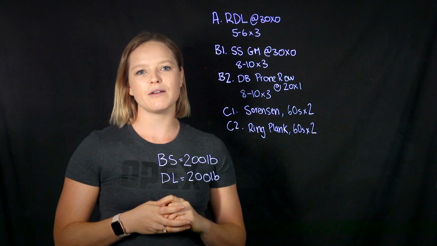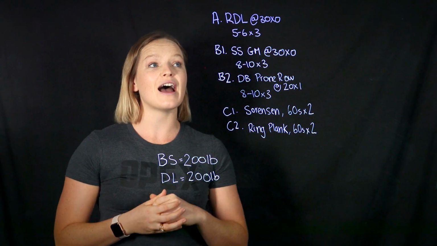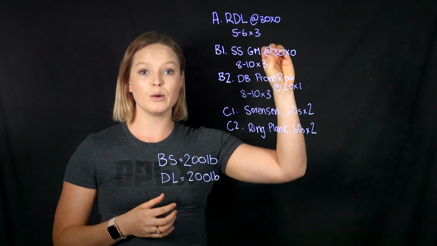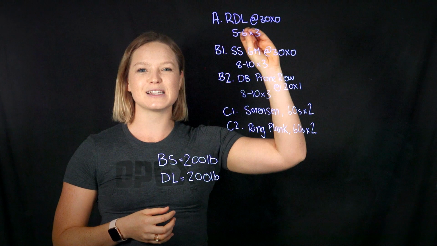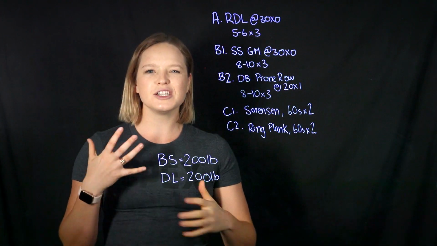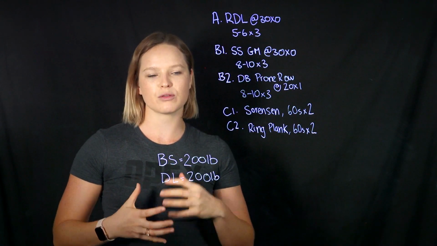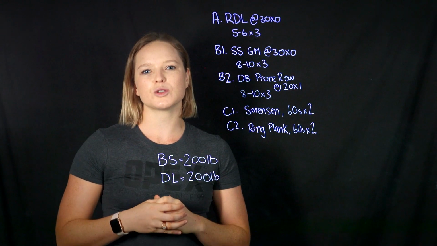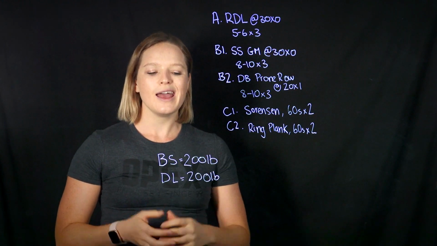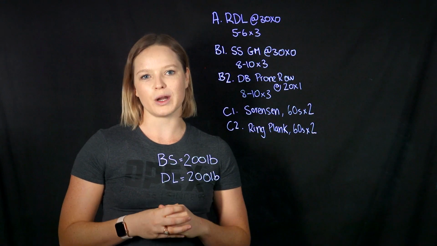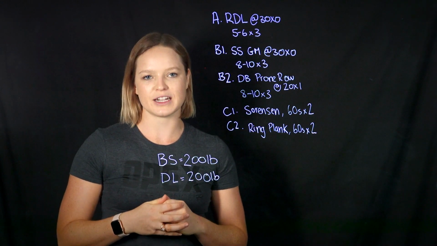Up the top, we have a Romanian deadlift at a 3-0-XO tempo. That's 3 seconds lowering and explosive intent on the way up. She's going to do 5 to 6 reps of that for 3 sets, so really looking for a strength endurance dose response there. And she is strong enough relative to her body weight to be able to express that effectively.